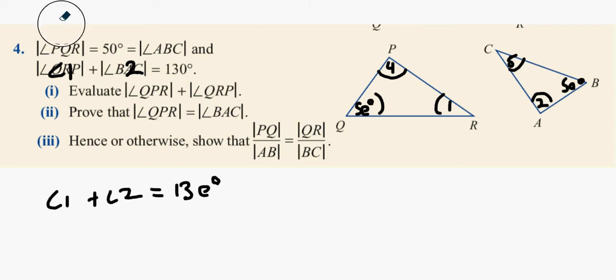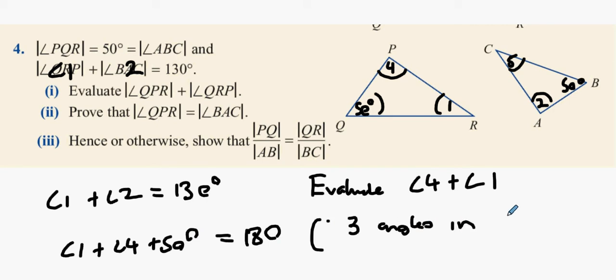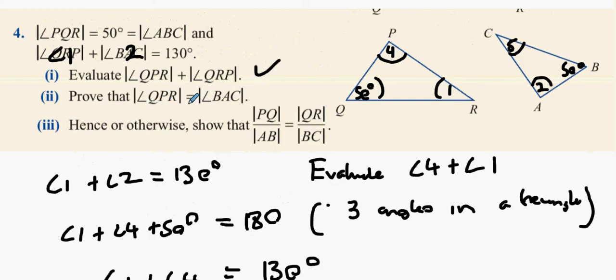Okay, so evaluate PQR, QPR. So this question becomes evaluate angle 4 plus QRP plus angle 1. That's what I'm trying to achieve right now. Now, what I can prove right here, so evaluate QPR, Q to P to R, QRP. Oh, that's handy, because angle 1 plus angle 4 plus 50 degrees equals 180. Reason being 3 angles in a triangle. Okay, the 3 of them added together give you 180. Therefore, angle 1 plus angle 4 equals 130 degrees. Done.